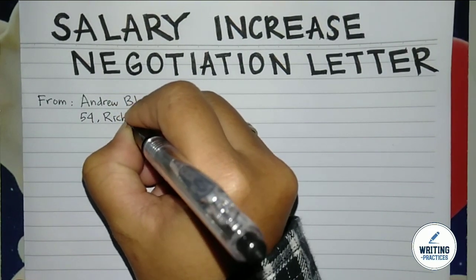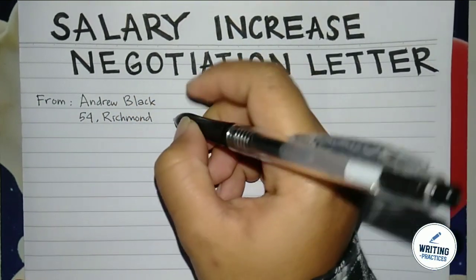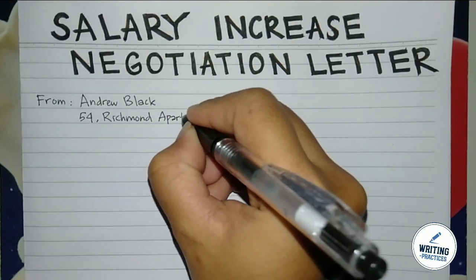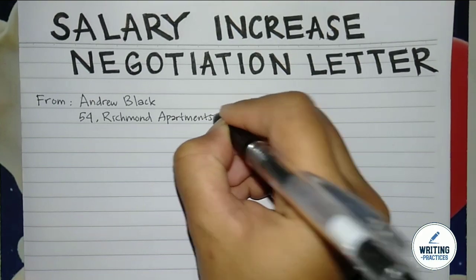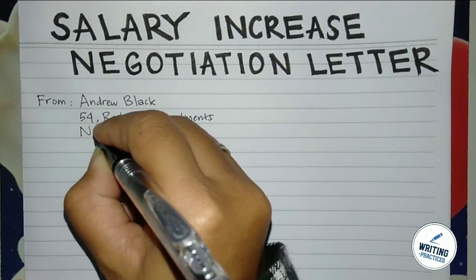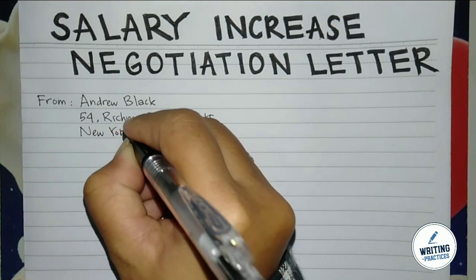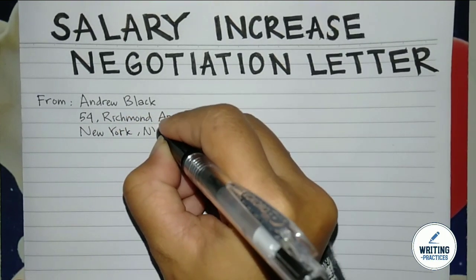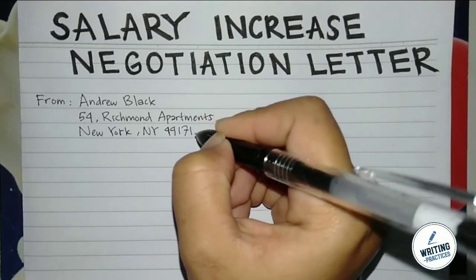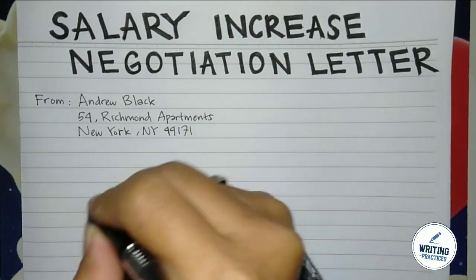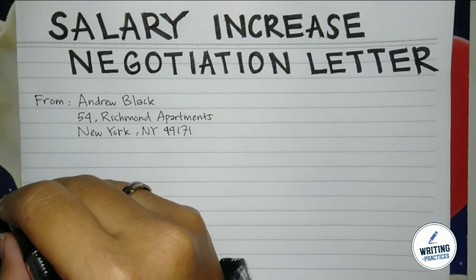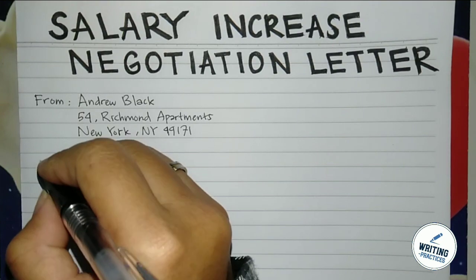Here, Writing Practices will show you how to write a salary increase negotiation letter step by step. Check this out. First of all, you must write your personal information. You must write your full name and your home address. When you write the home address, don't forget to mention the number, street name, city, state, and zip code. You can also add your contact information like phone number and email address.